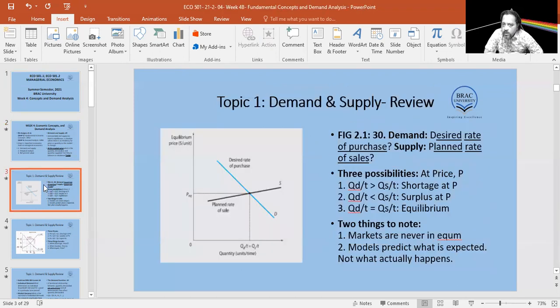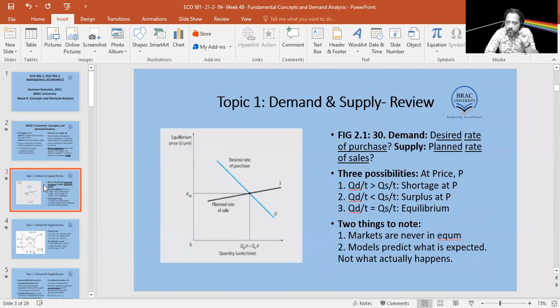Now, figure 2.1 on page 30 shows a typical demand and supply curve. It shows demand as a straight line, supply as a straight line. In reality, it may not be like that. But one thing is for sure, the demand curve will always be downward sloping because we observe a negative relationship between price and quantity demanded. The higher the price, the lower the quantity demanded. Supply will always be positively sloped. It will be upwards. The higher the price, the more tendency for firms to produce.